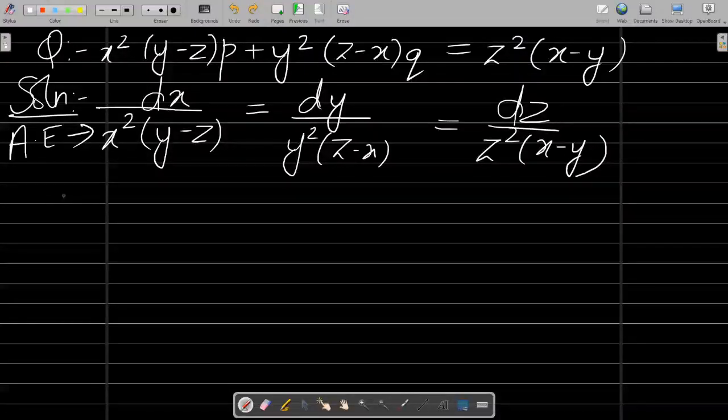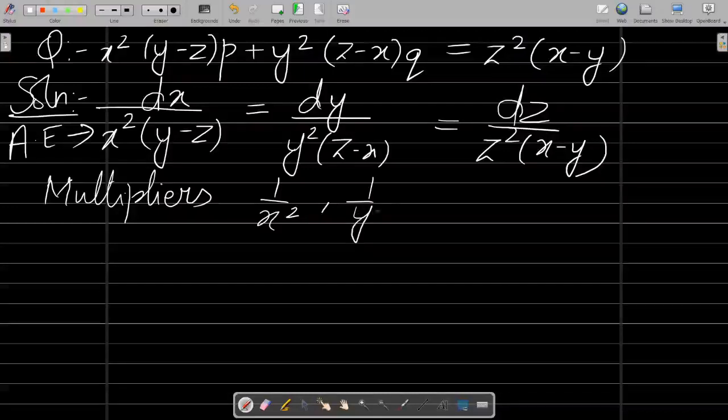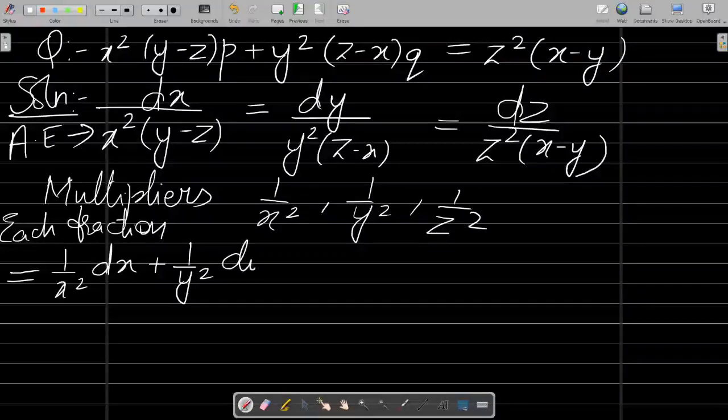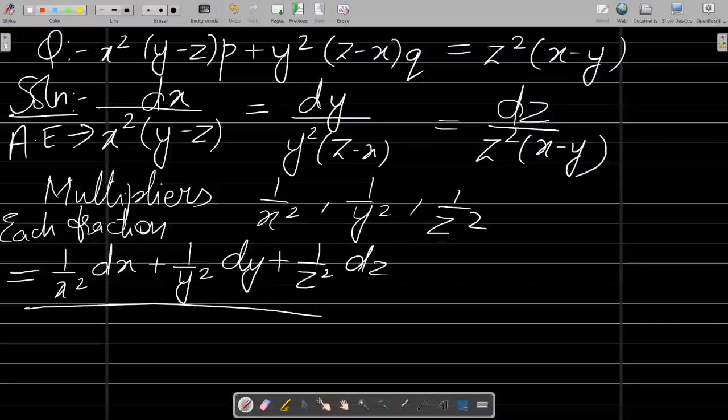Now I am using Lagrange multipliers. You can just try some multipliers. As a first choice, we can use 1 by x square, 1 by y square, and 1 by z square as l, m, n. Then each fraction will be equal to (l dx plus m dy plus n dz) over (l p plus m q plus n r), that is 1 by x square dx plus 1 by y square dy plus 1 by z square dz, by 1 by x square into x square (y minus z).